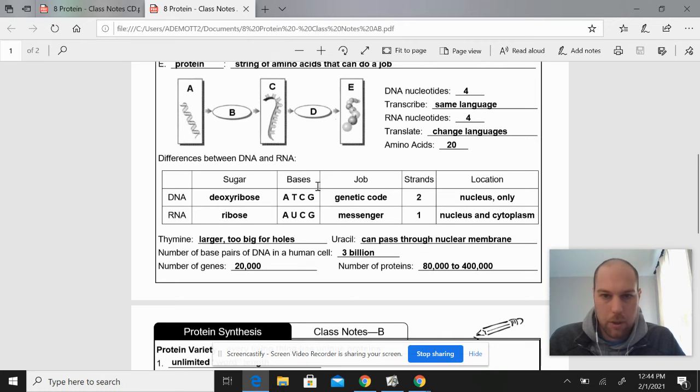This chart is important in terms of telling you what the differences are between DNA and RNA. Again, DNA is a double strand, right? It's that full double ladder. RNA is just a single strand, right? In this C picture here, you can see the single strand versus the double-stranded A. The bases, the one change, T in DNA, U in RNA. The job is different. RNA acts as a messenger. DNA is just the kind of like base blueprint code. And then their location is a little different. DNA can only stay in the nucleus. RNA can go out into the cytoplasm.